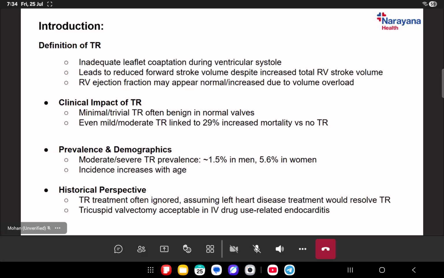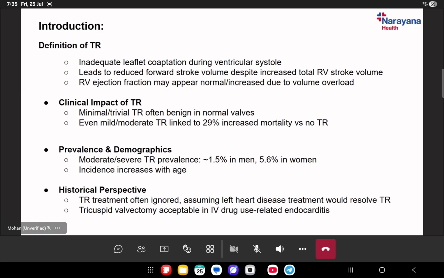And the clinical impact of TR is minimal or trivial TR often benign in normal valves. Even mild to moderate TR is linked to 29% increased mortality versus no TR. Prevalence and demographics: prevalence is about 1.5% in men and 5.6% in women, and then increases with age.